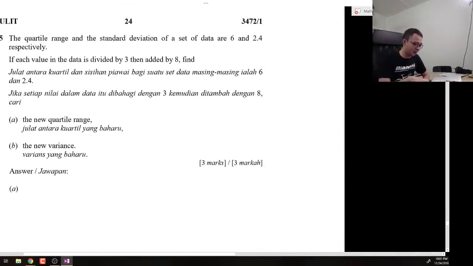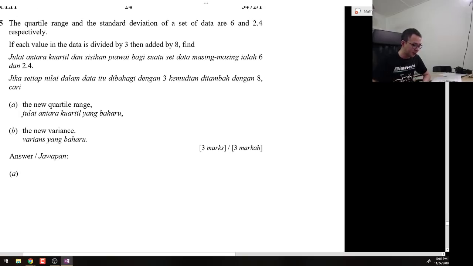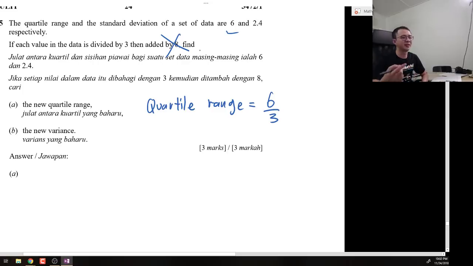Alright, so move on to the last question here. Okay, the quarter range and the standard deviation of a set of data are 6 and 2.4. Find a new quarter range. So yeah, for the quarter range or range, we ignore plus and minus. We only focus on multiply. So the range is 6, right? So if each of the values in the data is divided by 3, then 6 divided by 3. Ignore plus or minus. Plus or minus only affects when you have the mean. Alright, this one is just 2.